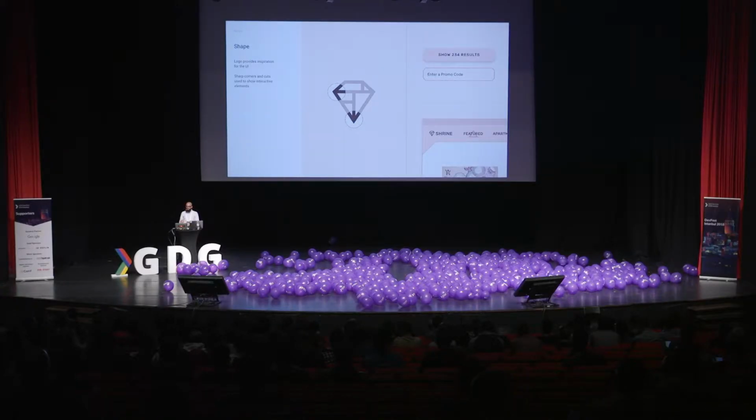So the geometric cuts that you're seeing, these sharp corners on buttons, on text fields, on that large sheet that you see in the bottom right there, was inspired by Shrine's logo, this diamond shape.